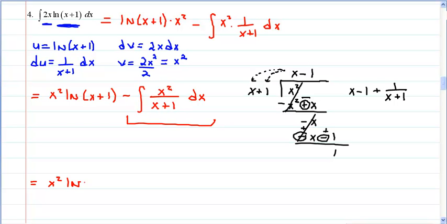So rewriting the first part, x squared times the natural log of x plus 1, and then the integral is now x minus 1 plus 1 over x plus 1. The only thing that's left to do is to use a U-substitution for the x plus 1. So this problem actually had 3 techniques: integration by parts, long division, and now U-substitution for the 1 over x plus 1 term.